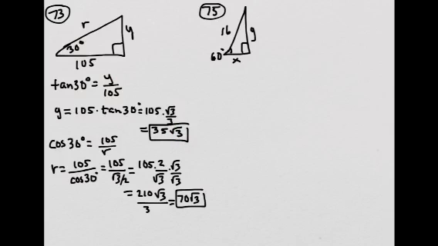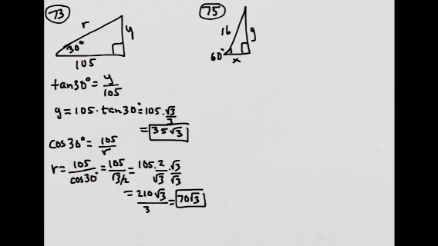For the other one, to solve for r, it's a hypotenuse, so I'm going to have to use cosine. So cosine is adjacent over hypotenuse. So here it is, 105 over r. And so when you solve for r, you get 105 divided by cosine 30, right here.